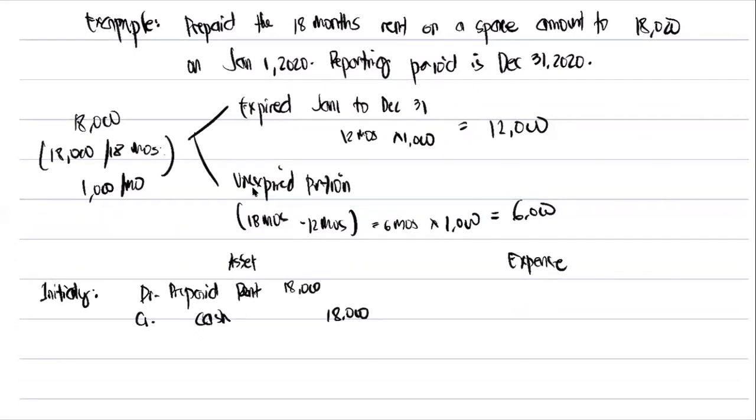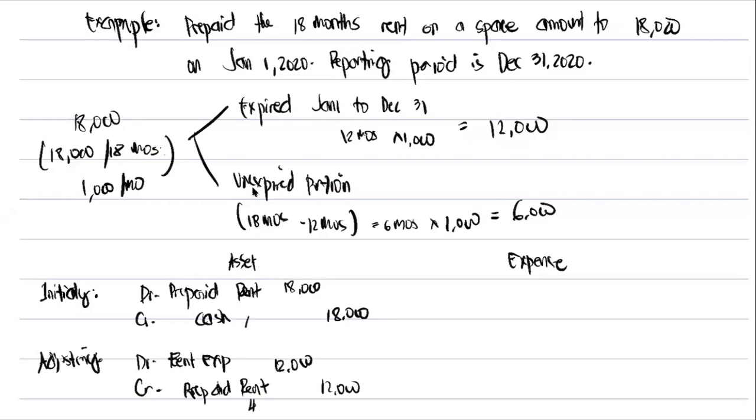And then we record our adjusting by recognizing the expired portion. So we debit rent expense, and then we credit prepaid rent amounting to 12,000, the expired portion. Now for your expense method, we debit rent expense, and then we credit cash 6,000 pesos.